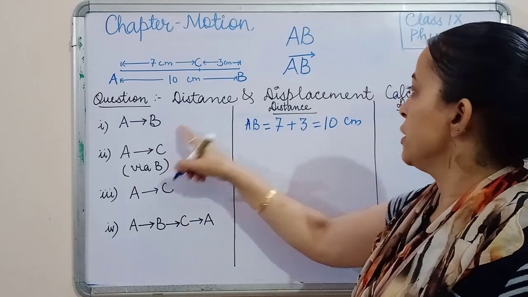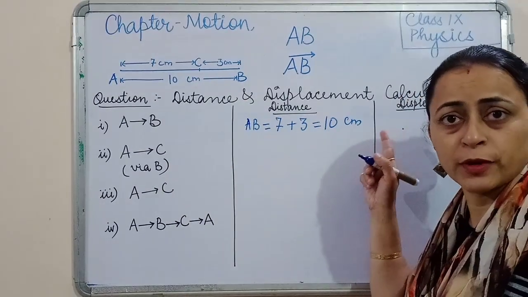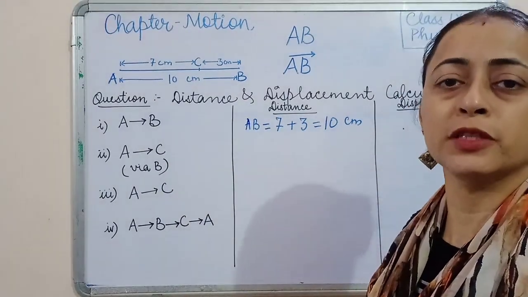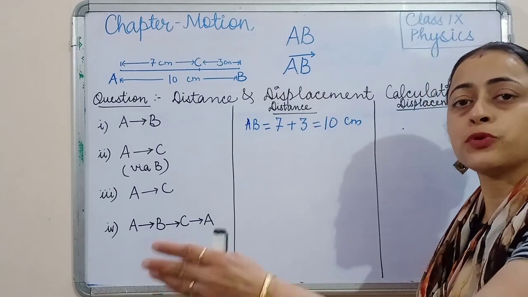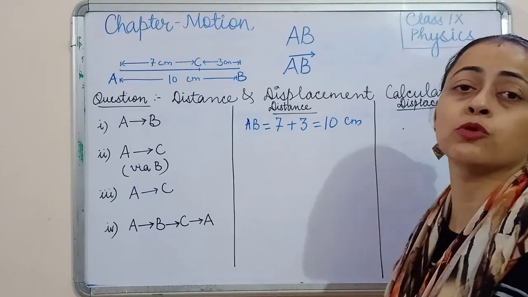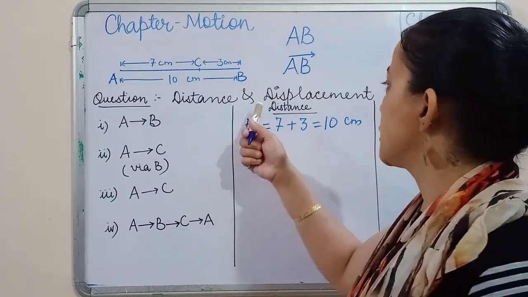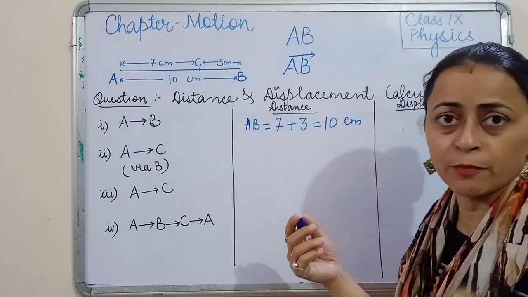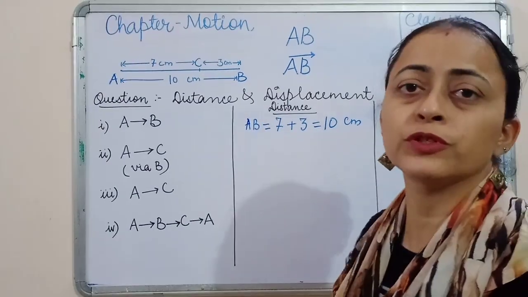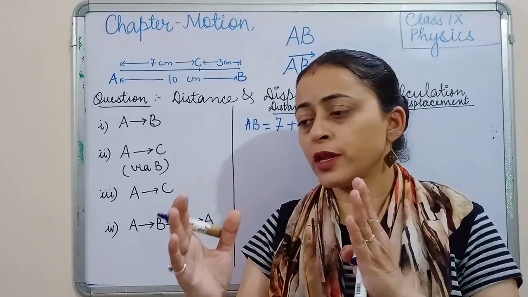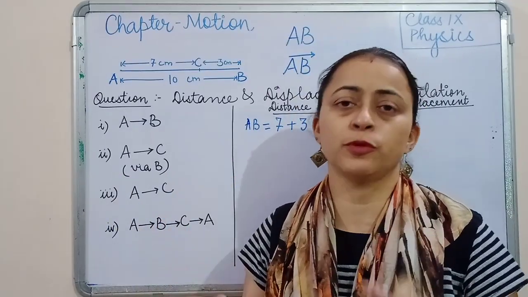For the same, if I have to find out displacement, because there was no change in direction, for straight line motion, if there is no change in direction, distance and displacement would be the same, because displacement refers to the difference of final and initial position.